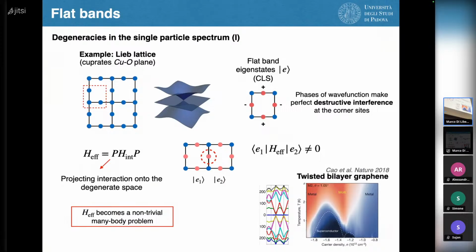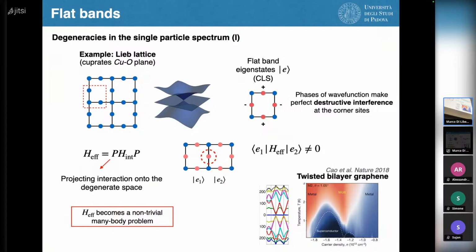And what does it mean? It means that there is some non-trivial interference process. For example, an eigenstate of the flat band looks like this. Here I'm highlighting the red sites. They are occupied equally, but with different phase, and they have destructive interference in the corners. So you see, this is an eigenstate of the Hamiltonian, but there is no propagation. It's a compact localized state.